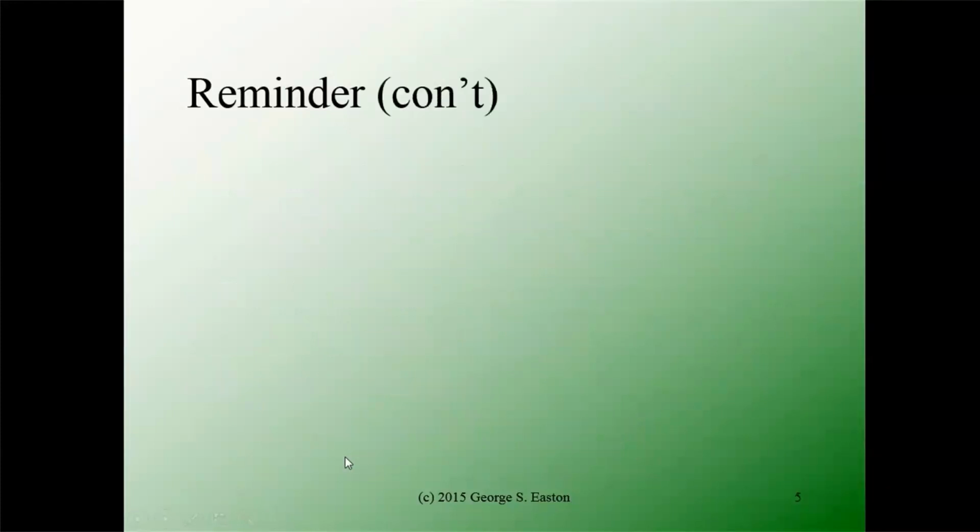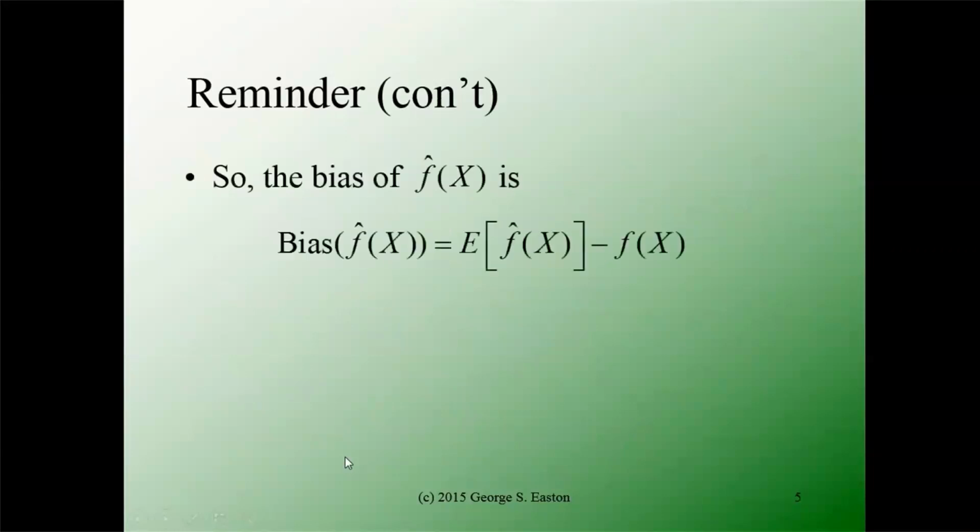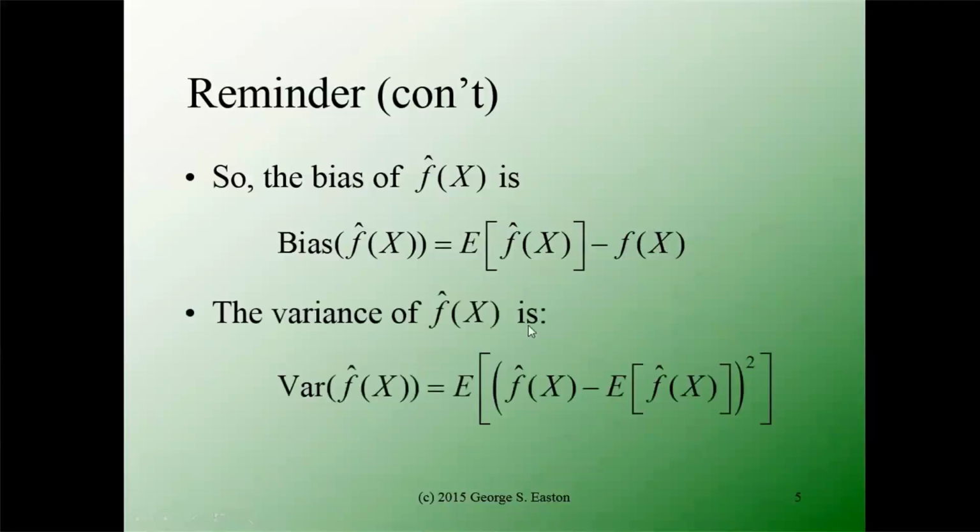So now applying these definitions to our function f hat of x, the bias of f hat of x is just the expectation of f hat of x minus the true f of x that it's trying to estimate. Similarly, plugging f hat of x into the definition of the variance, the variance of f hat of x is going to be f hat of x minus its expectation. You take that difference and square it, and then you take the expectation of that squared difference. That's going to be the variance of f hat of x.